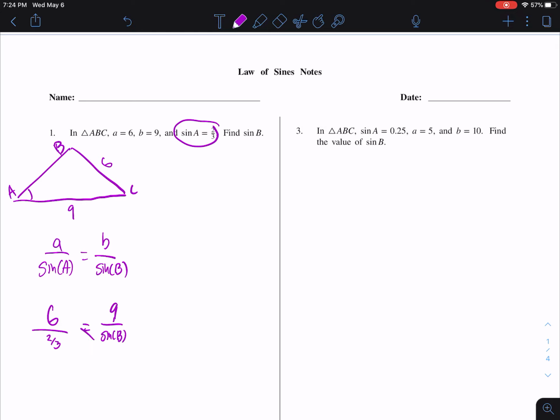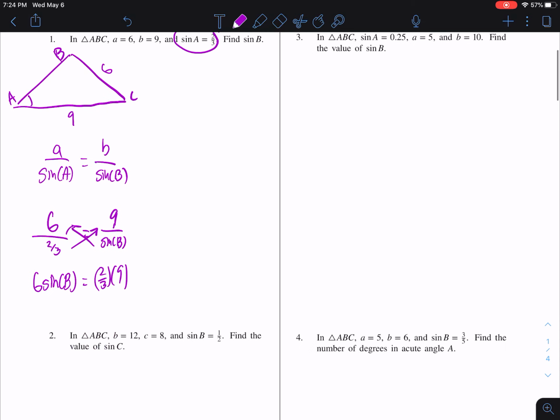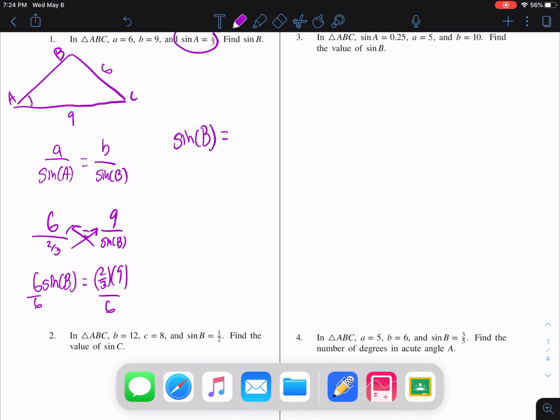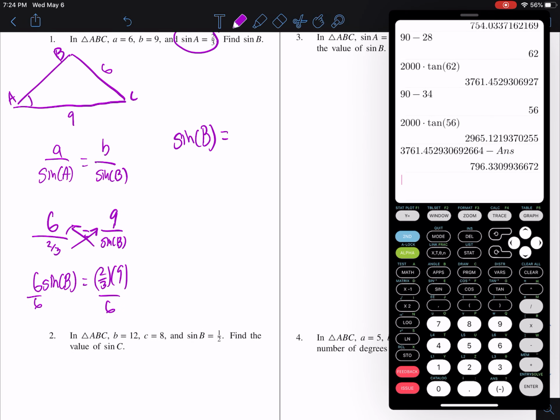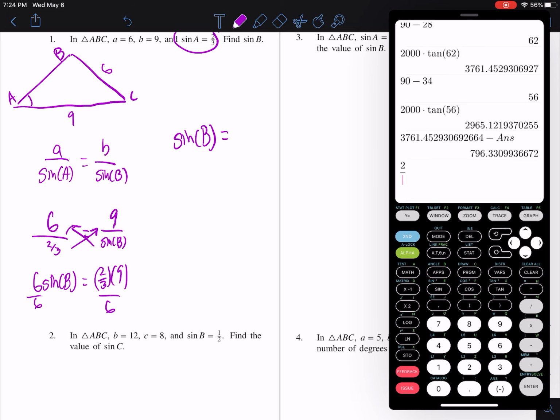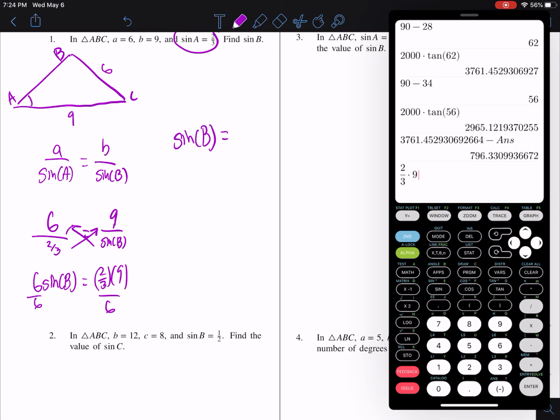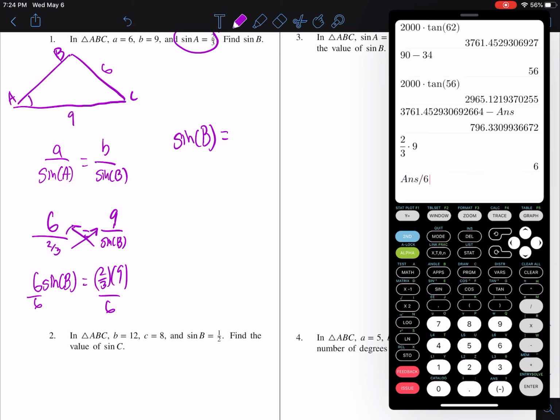So all I've got to do here is cross multiply and solve, meaning I'll get 6 times the sine of B is equal to 2/3 times 9. And I will divide by 6, and I will get the sine of B is equal to 2/3 times 9 divided by 6. Let's pull out the handy dandy calculator and see what we can do with that. So 2 over 3, I'm going to multiply that by 9, and then we're going to divide by 6.